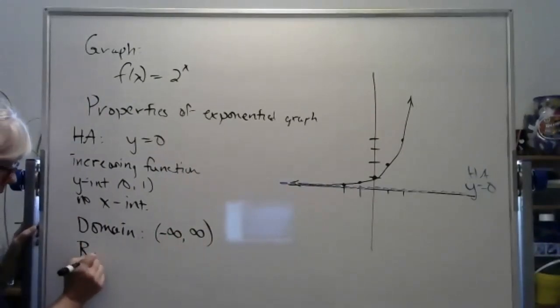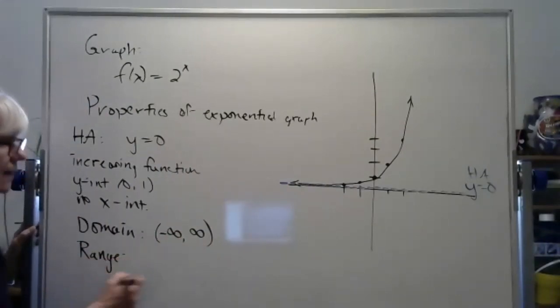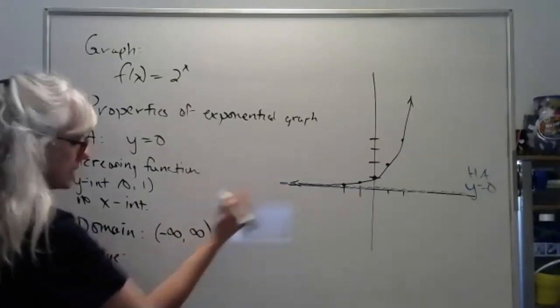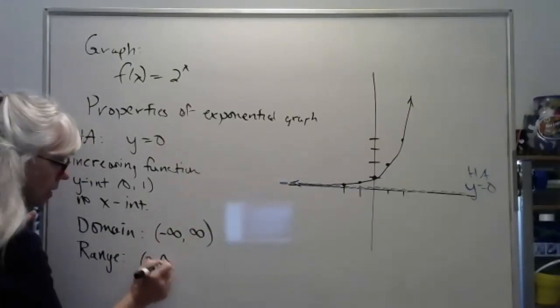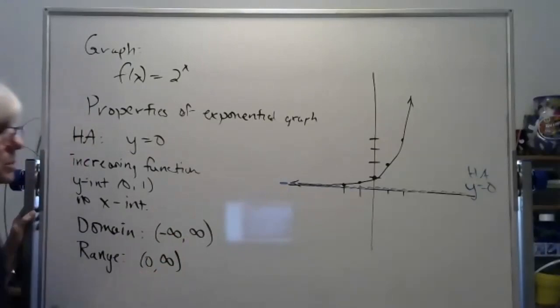The range is where you have to be restrictive. We said that it's never going to go below this axis. So the range is going to start at 0 and go off towards infinity. And we'll use a parenthesis. You can't actually equal 0 on the exponential graph. Okay, those are your properties. So there are things to think about in our future.